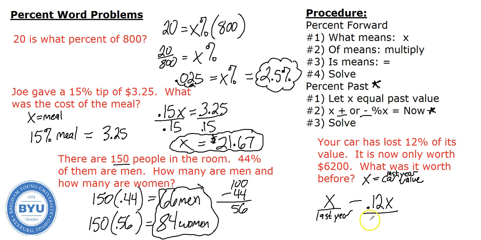0.12 of that value. And now it's worth 6,200. Again, this is the formula I'm using. I let x represent last year's value. I put minus because it went down 0.12, the 12% of the x, and now it's 6,200. We'll have to subtract these. 1 minus 0.12, that's 0.88x equals 6,200. When we divide by 0.88, 6,200 divided by 0.88, use a calculator for that, we find out that the value last year was about $7,045.